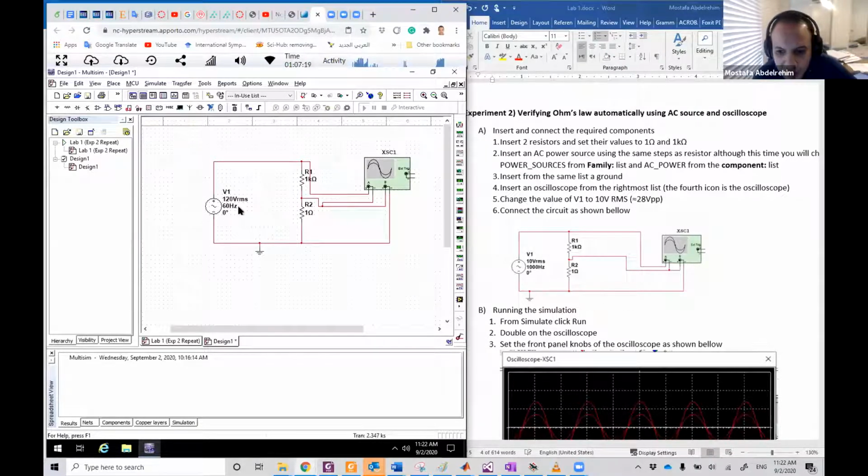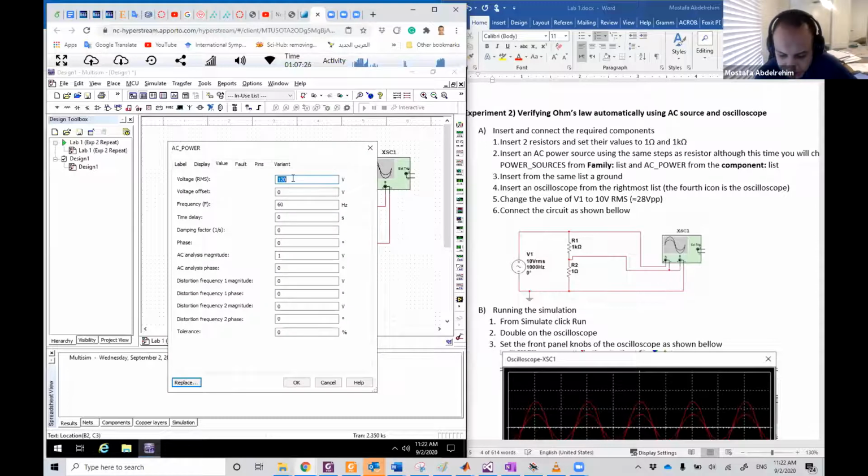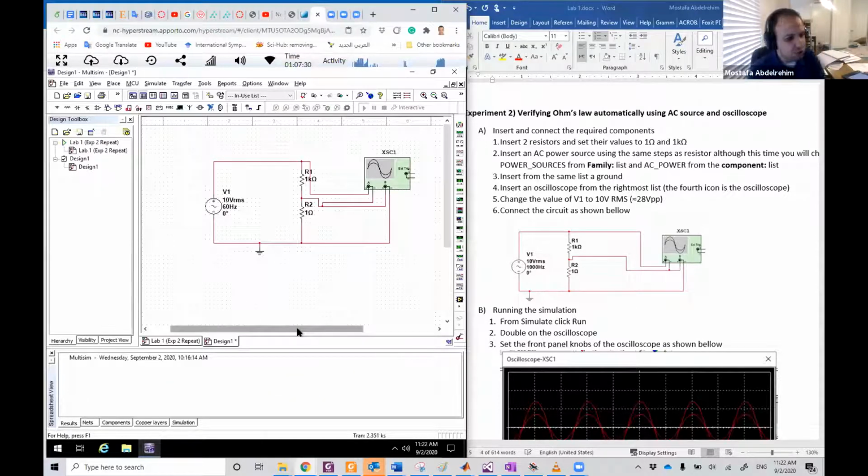Okay. This 120 volt is very high, so let's reduce it to 10 volt. 10 volt RMS, which is approximately 28 volt peak to peak. Okay. You can keep it if you want, but it will be very, very huge for such a simple application. Okay, now we're gonna run. So simulate.